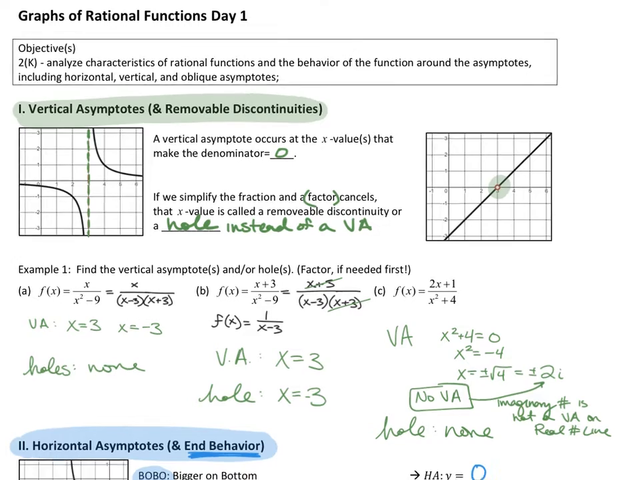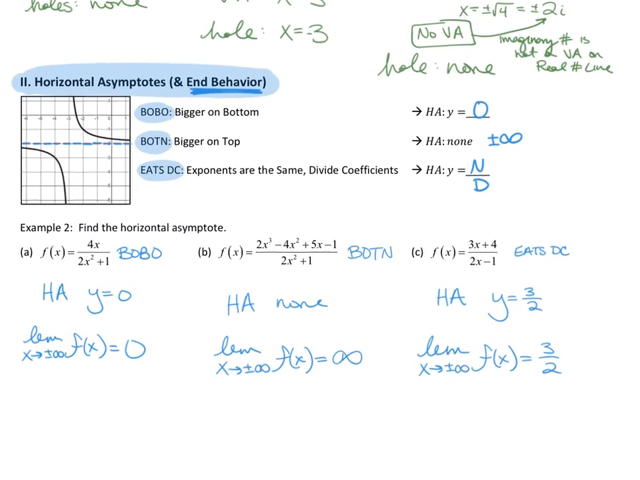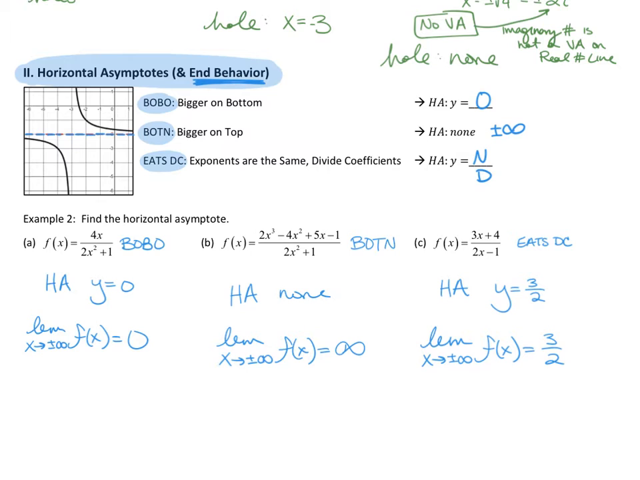Second thing we talked about is horizontal asymptotes, which in regards to these sorts of things, is also our end behavior in regards to rational functions. So the acronyms that we're using in this class are BOBO, BOTN, and EATS DC. Those 3 acronyms are going to help me find the horizontal asymptotes, which means we're finding our end behavior.